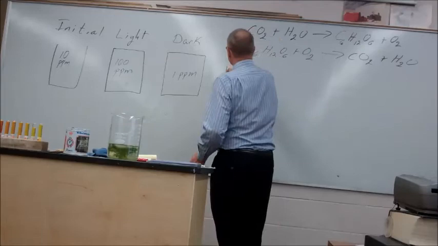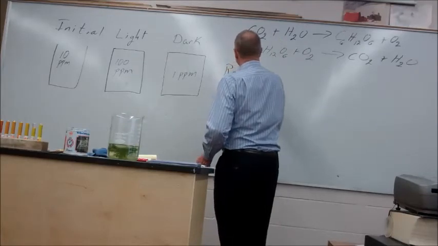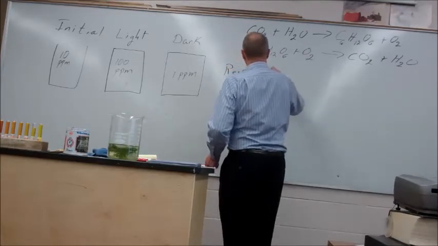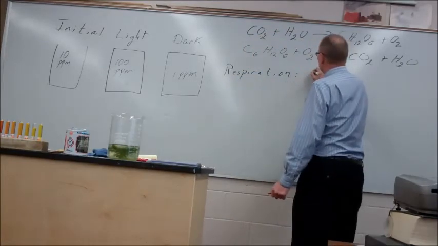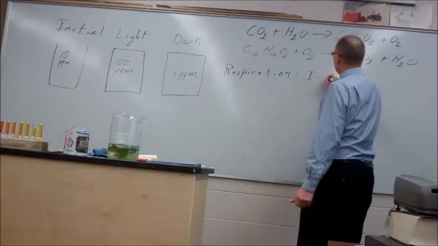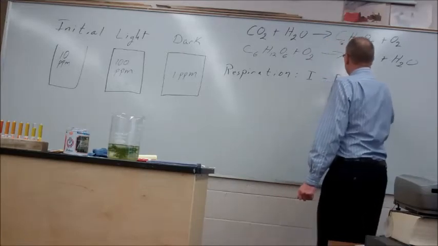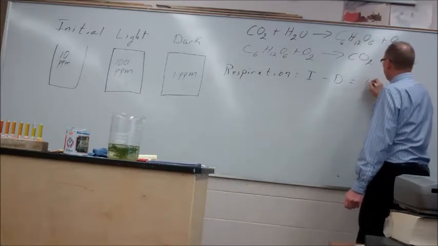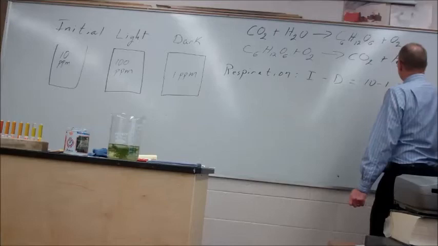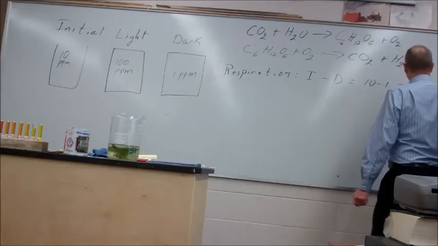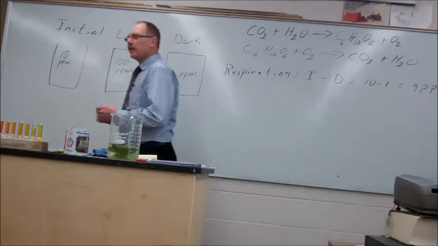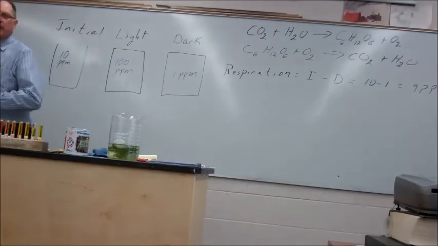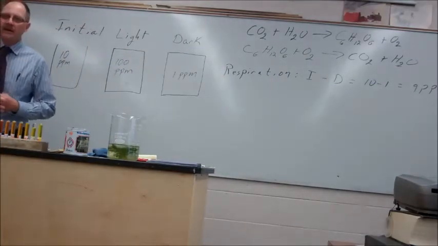So respiration should be equal to the initial bottle minus the dark, and that's going to be 10 minus 1 equals 9. So we would know then that 9 parts per million of oxygen were used up in 24 hours in respiration.